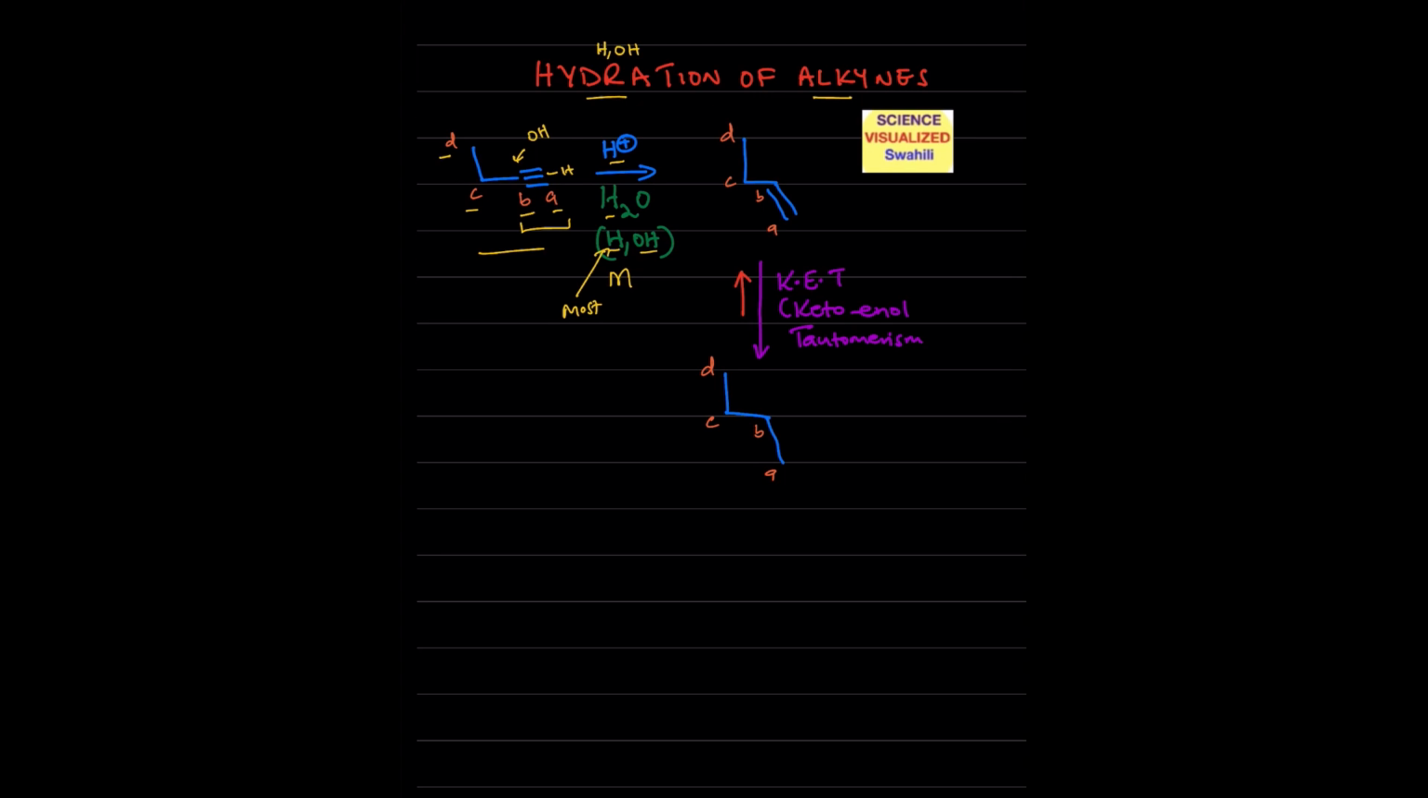So when you look at our example, the carbon with the most H is this carbon here, which has one hydrogen. So hydrogen will add to that carbon, labeled A. And then the OH will add to the other carbon, that's carbon number B, so that one there.